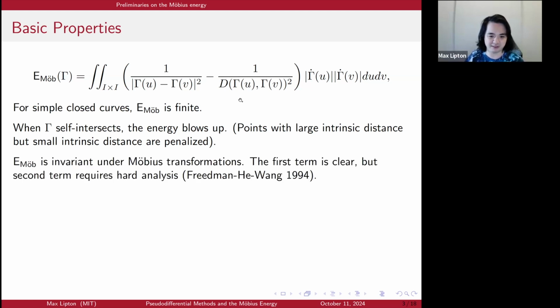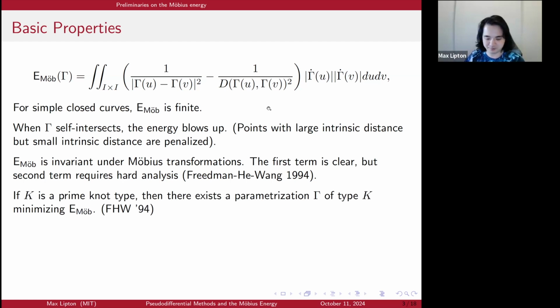So one of the remarkable results from Freedman and Wang's original paper, which in this talk I'm not going to go into too much detail about, is that the Mobius energy is in fact invariant under the so-called Mobius transformations. So one can see that this energy is invariant under standard Euclidean similarities, so scalings, rotations, translations, reflections, etc. But under spherical inversions, we also have invariance of the Mobius energy.